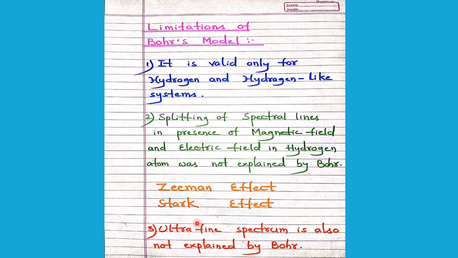Third, the ultra fine spectrum is also not explained by Bohr. Here, the electron has spin also, anticlockwise or clockwise, and the lines depend upon the spin. There are some spectral lines that he has not explained properly. So all these limitations lead to the new ideas we are going to discuss in the same chapter afterwards.